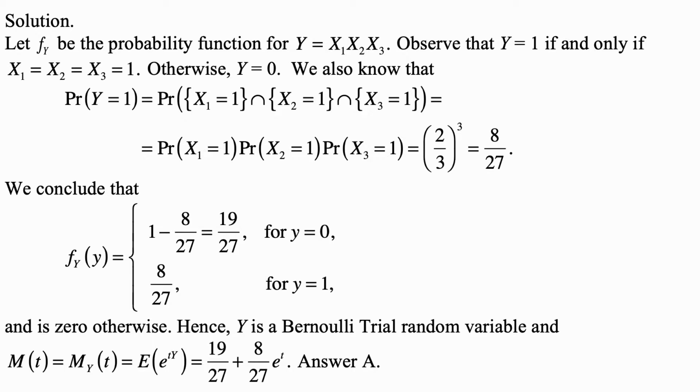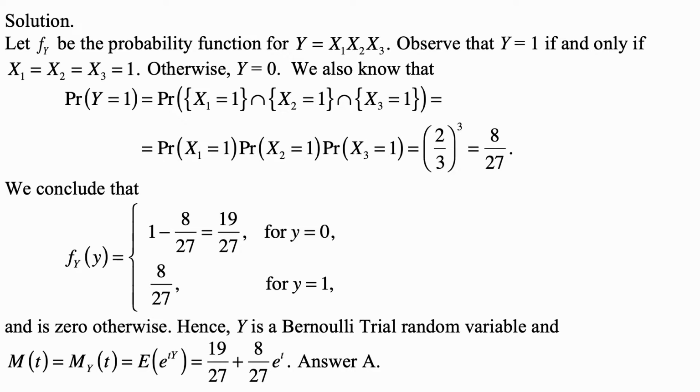So the probability that y is equal to 1 is the probability that x1 is 1 and x2 is 1 and x3 is 1, but these are independent, identically distributed random variables, so the probability of intersection is the product of probabilities of x1 equal to 1, x2 equal to 1, and x3 equal to 1. And each of them has a probability of 2/3 of being 1. Therefore, this product of the probabilities is 2/3 cubed, which is 8/27.